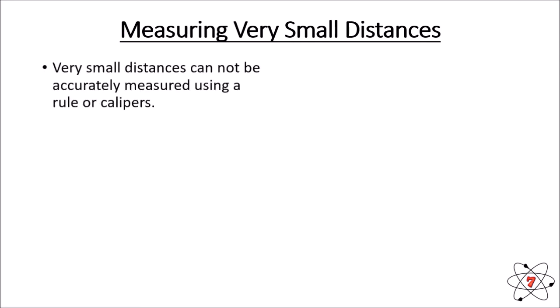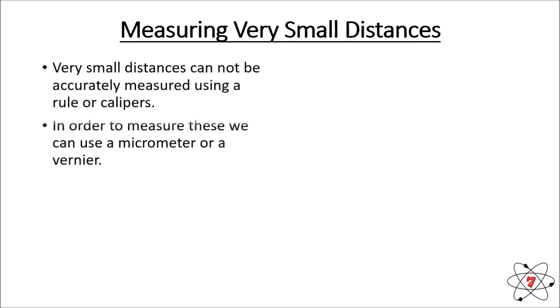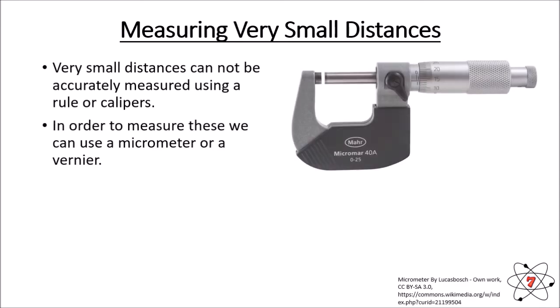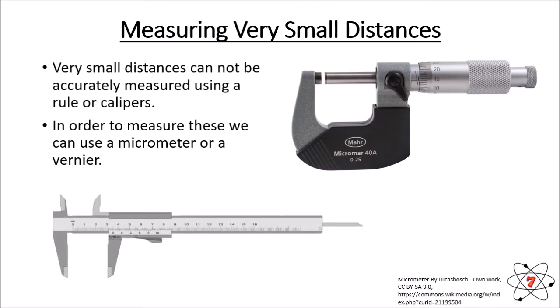Sometimes using a ruler or callipers is not very good for measuring very, very small distances. So we need to use some different equipment. We need to use either a micrometer or a vernier scale. Here we can see a picture of a micrometer and it works by twisting the handle. As you twist the handle, it closes the bar in the middle until it's the same length as the object you are measuring. Or a vernier scale, which can be used just by closing the teeth until it's the same distance as the object you're measuring.